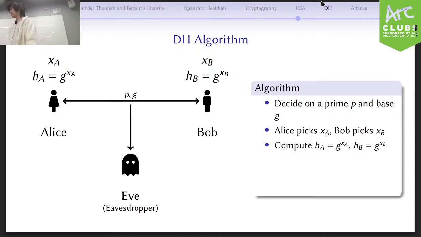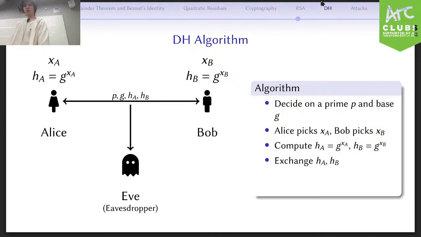Now Alice computes HA equals G to the power of her secret number XA, and Bob does the same thing. So HB equals G to the power of his secret number XB. And then they're going to exchange these numbers. So Alice sends Bob HA, and Bob sends Alice HB. So now if you notice in the communication channel, we've sent across P, we've sent across G, HA, and HB. So everyone knows these numbers. Alice, Bob, and Eve all know these numbers.